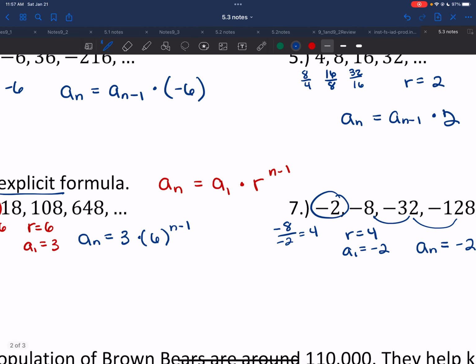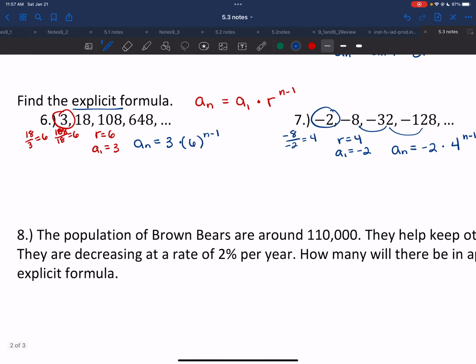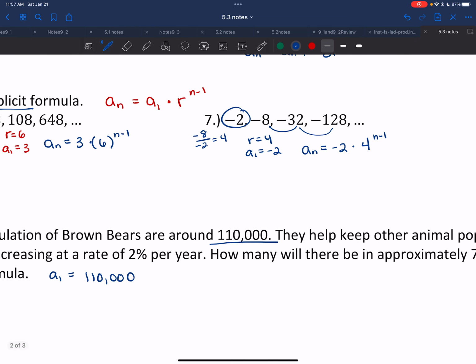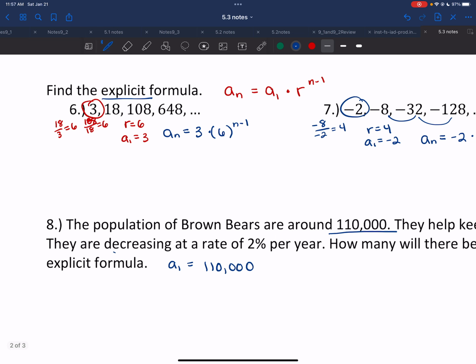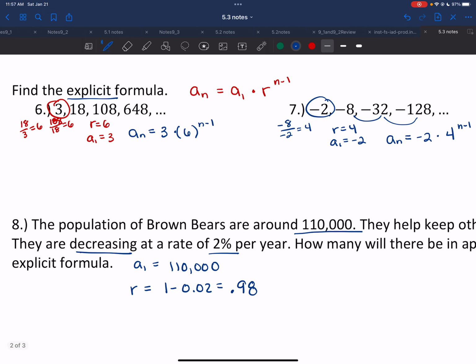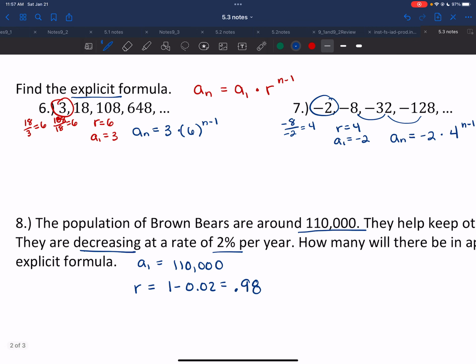Now we're going to get into a word problem here. Population of brown bears is around 110,000. That's going to be my a_1, 110,000. When I take a look and see that to help keep the population in check, they're decreasing at a rate of 2% each year. So that means my ratio is going to be 1 minus 0.02 or 0.98. How many will there be approximately in 75 years? Using an explicit formula.